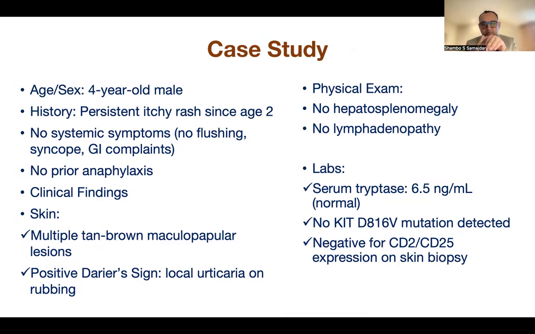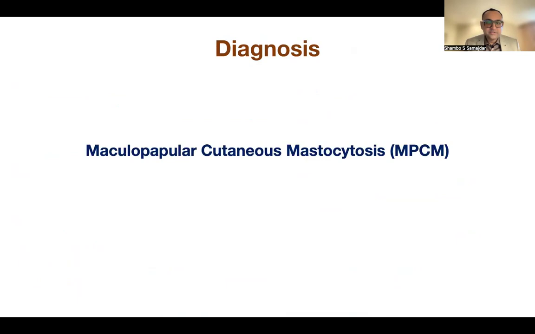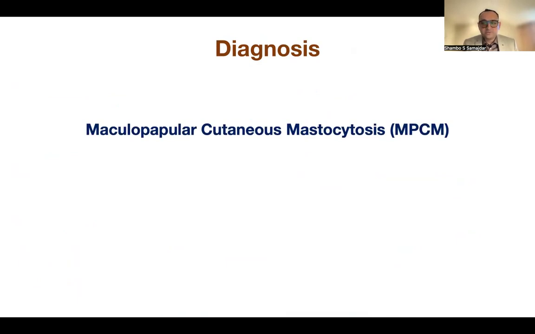If you just rub, you will get local urticaria, and it could be easily elicited during your clinical examination. On physical examination, no hepatosplenomegaly, no lymphadenopathy. The tryptase level was normal. The patient had been advised previously, and we got the report that the KIT D816V mutation was not detected, and the skin biopsy was negative for CD2 or CD25 expression also. So the diagnosis is clear cut. It is maculopapular cutaneous mastocytosis.